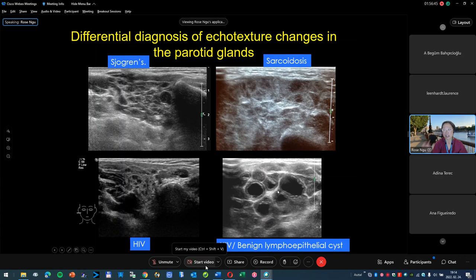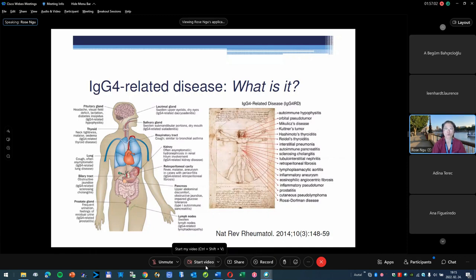They could be in the majority, I see them in the parotid gland, but they could be in any of the salivary glands. And recently, also remember, these changes can also be seen in lupus and also in IgG4 patients. Okay, what is IgG4? You probably have heard of it. It is a multi-organ pathology. They're numerous, too numerous for me to mention here, but I'm sure you know all about it.